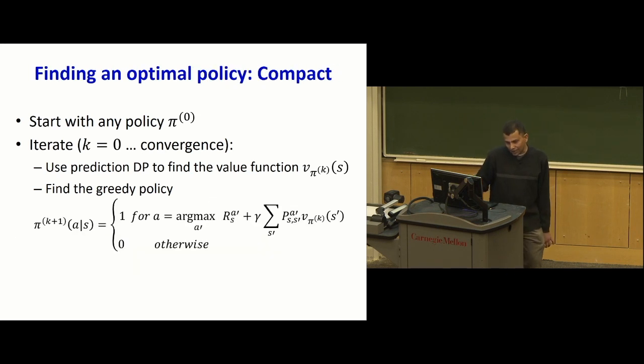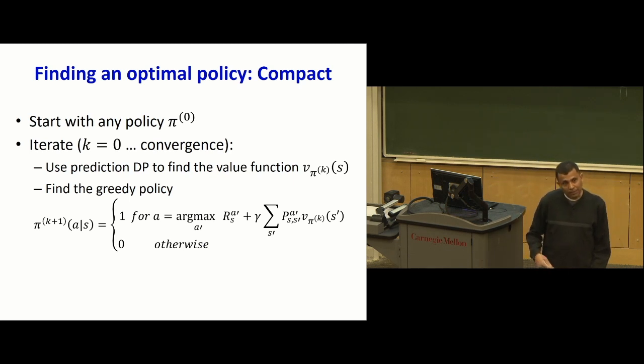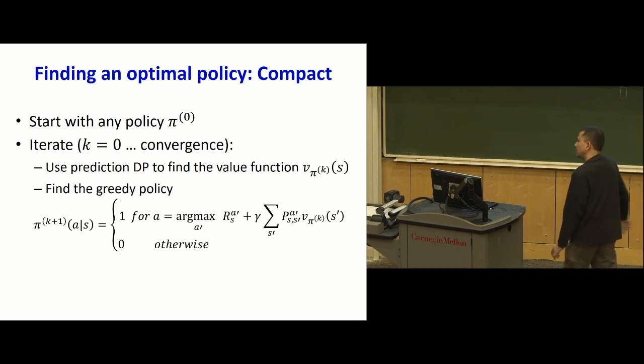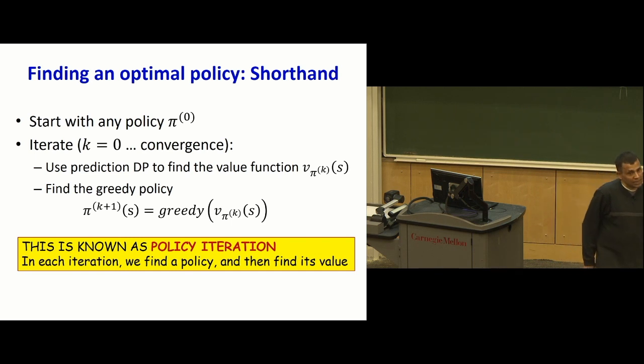Now observe that the policy that I'm suggesting at each iteration is to take the action that maximizes the expected value at the next step, right? So it's greedy. You're not saying, give that high probability or anything of that kind. Always take the one action that maximizes the value for the next step, right? So this is a greedy algorithm. And so I can just compact this and simply write this as greedy. And this is what we call the policy iteration.